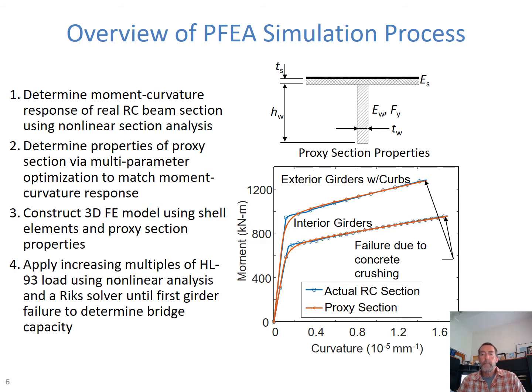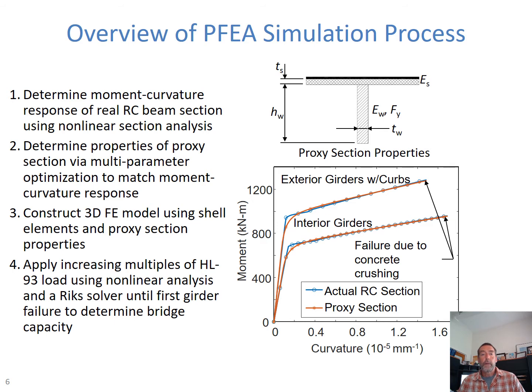We have 6 parameters. We don't necessarily need to use all of them, but we treat the web as elastic plastic and the slab as elastic, and with the dimensions in there, it gives us 6 parameters. And we can tune those through nonlinear optimization so that the moment curvature behavior of the real girder matches almost exactly that of the proxy section. And that's shown in the figure in the bottom right, where you see the blue line is the behavior of the actual reinforced concrete section, and the red line shows how the proxy section behaves.